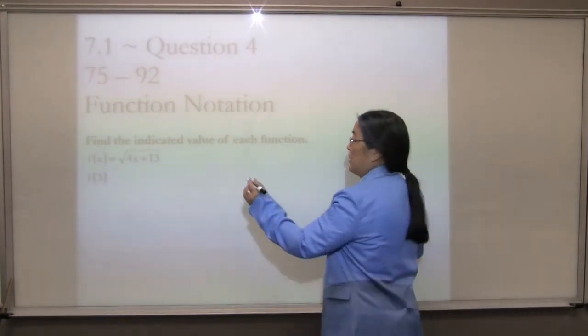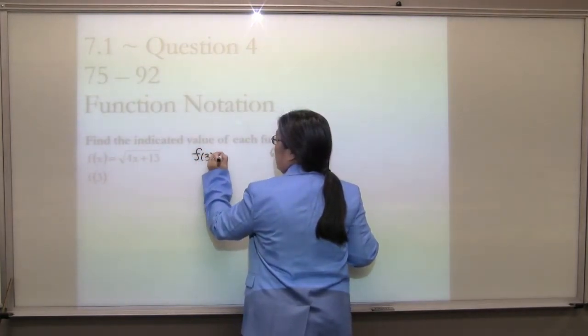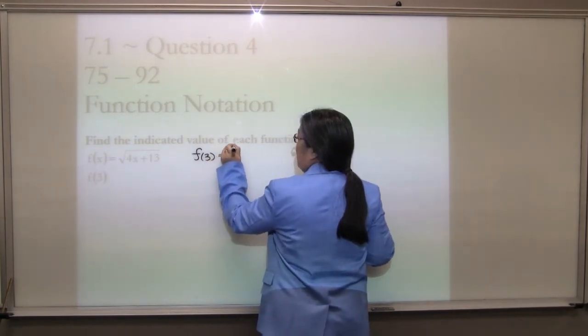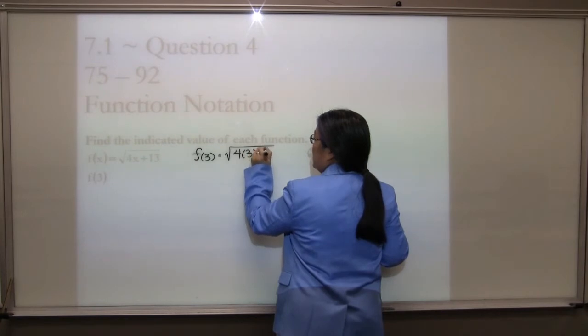So, let's go over this. This is the formula, and what we're going to do is plug, work, and answer. The question goes on the left-hand side, and we're going to plug it in. 4 times 3 plus 13.